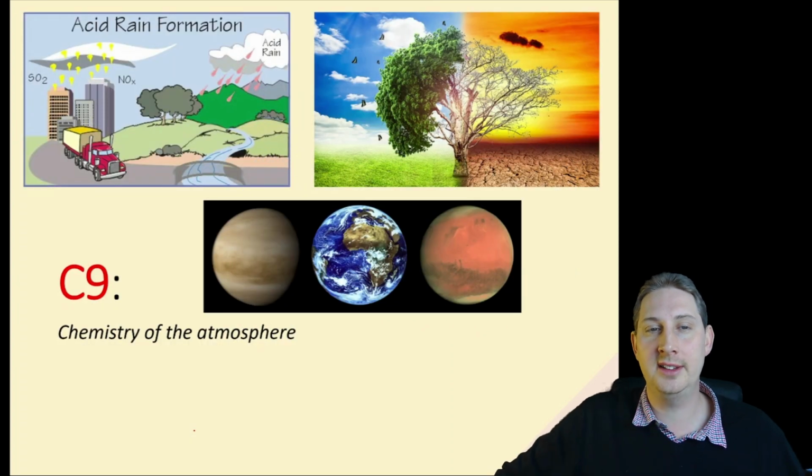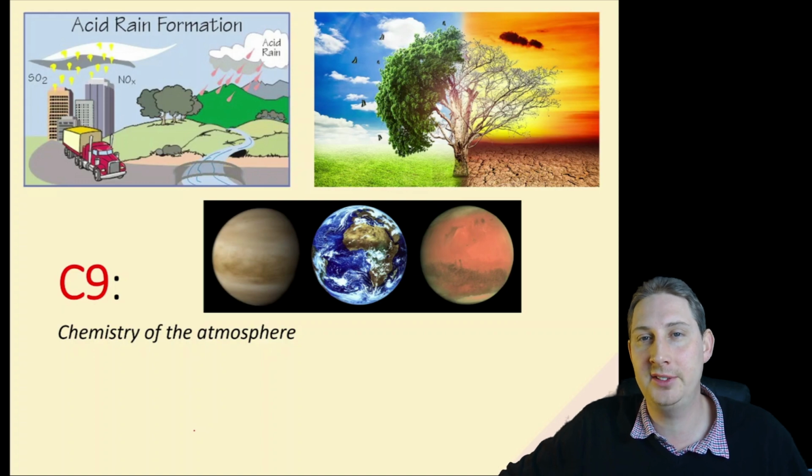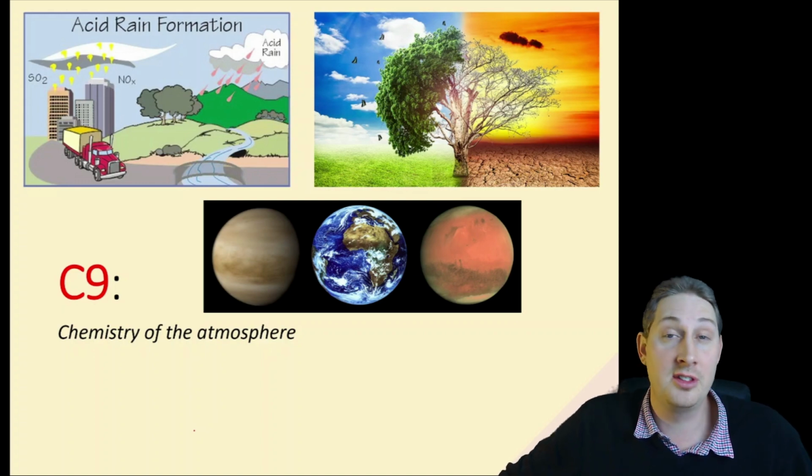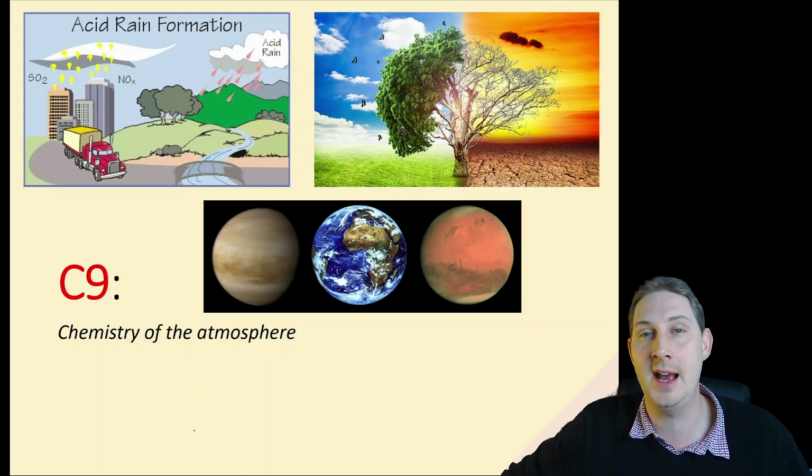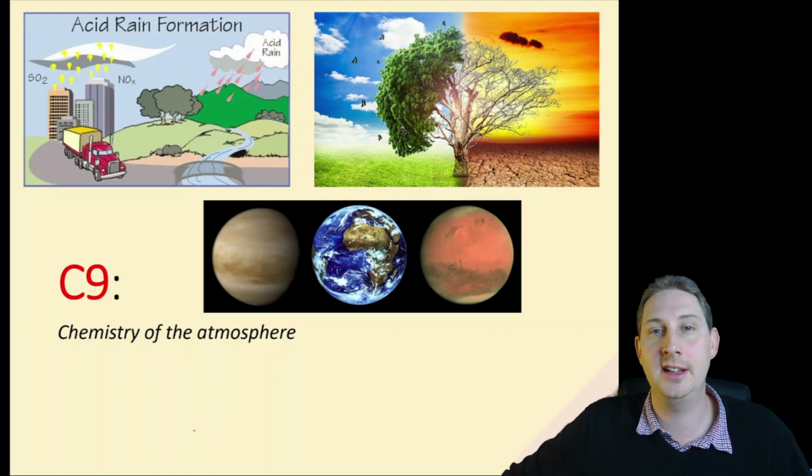Having a look now at C9, Chemistry of the Atmosphere, this was done during lockdown and it involved the current atmosphere, the history of the atmosphere, pollutants, and finally global warming. And again, we're going to look at 3 longer answer questions to test your knowledge of this topic.